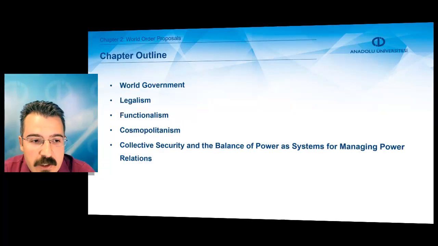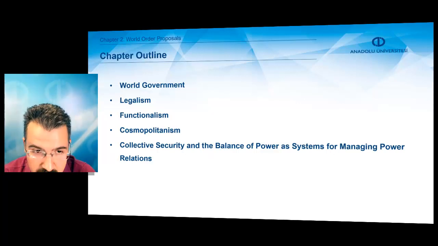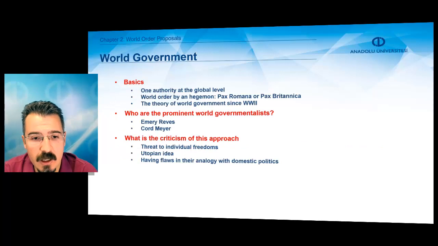This chapter includes 5 main titles. The first one, world government; the second one, legalism; the third one, functionalism; the fourth one, cosmopolitanism; and finally, the chapter focuses on collective security and the balance of power as systems for managing power relations. Let's start with the world government proposal.